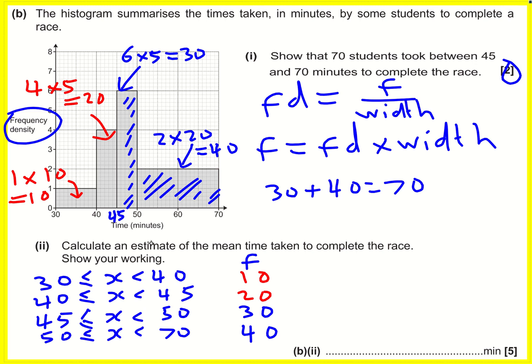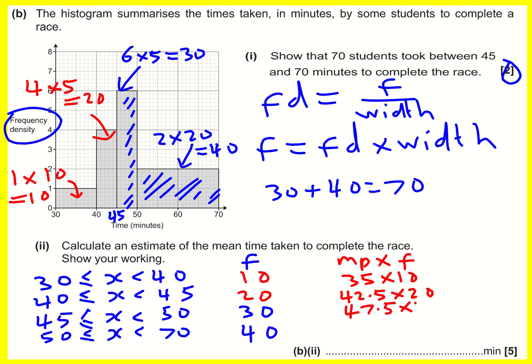How do we then work out an estimate for the mean time? Well, we use the midpoint. So it's going to be the midpoint times the frequency, and this is going to be 35 times 10. This one is going to be 42.5. I do not like this. This is a non-calculator question. You're going to have to work out these decimals. It's going to take a fair bit of time. And this one's going to become 47.5 times 30. And finally, this one's not so bad, 60 times 40.